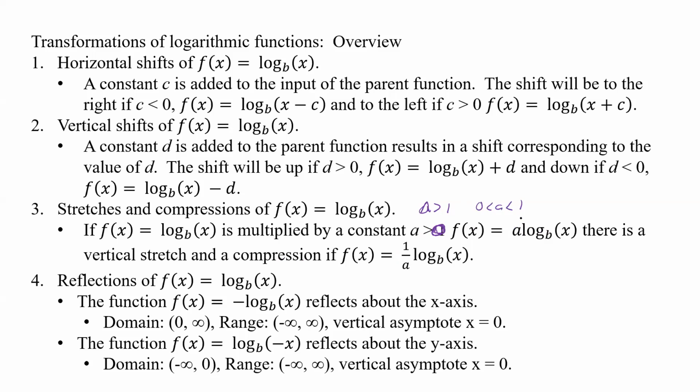Okay. And then we have reflections. And so they're pretty much the same as what we've seen. So if we take a negative of the whole parent function, basically, we're going to reflect it across the x-axis. And if we take the negative input, then we're going to reflect across the y-axis. And we'll, again, see all these in play and how they work and how they change the domain. The range stays the same, but our domain will change because of how we're reflecting it across the axes.